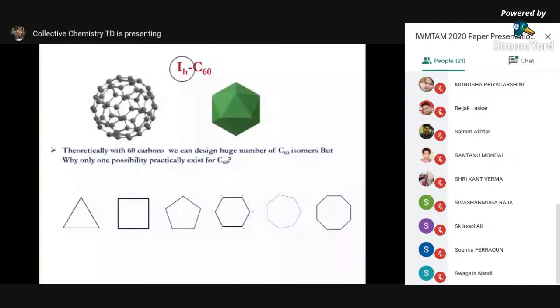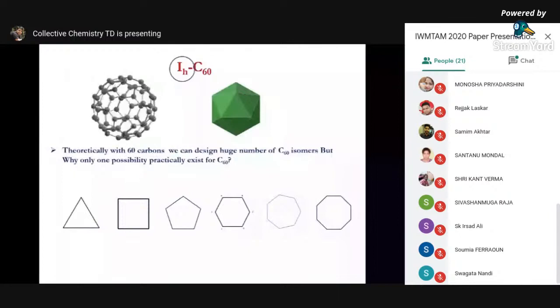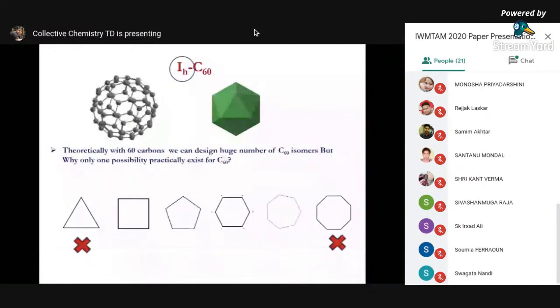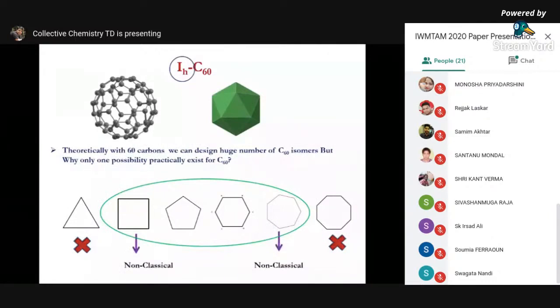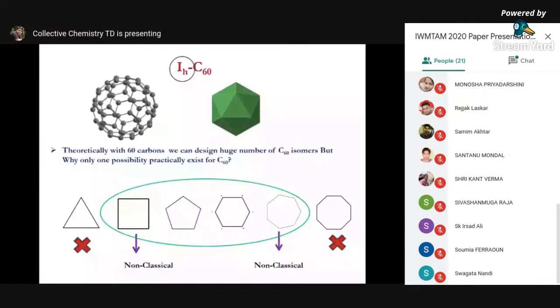As carbons are bonded to form the fullerene, due to angle constraints we can reject trigonal and octagonal or greater surfaces, and the rest can form fullerene cages. Among these four faces, when the tetragon and the septagon form a fullerene, it is called a non-classical fullerene. And when 5-membered and 6-membered rings form a fullerene, it is called a classical fullerene.